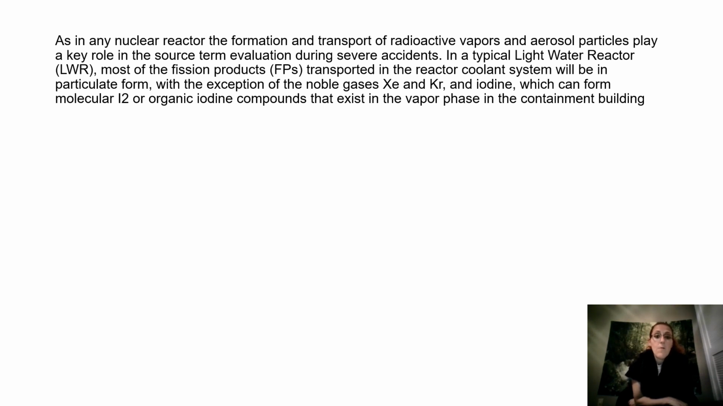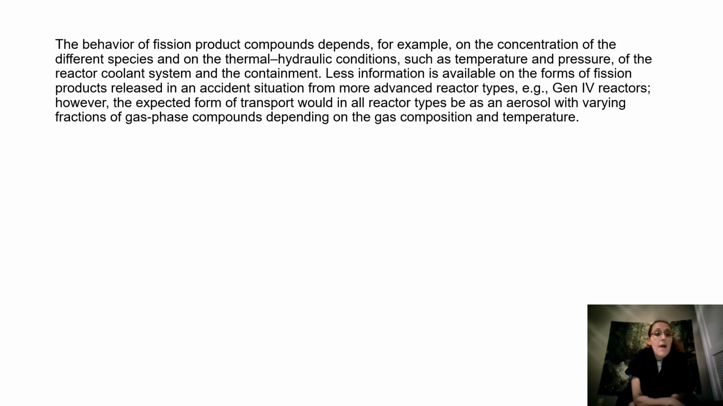In a typical light water reactor, most of the fission products transported in the reactor coolant system will be in particulate form, with the exception of the noble gases xenon and krypton and iodine, which can form molecular I2 or organic iodine compounds that exist in the vapor phase in the containment building. The behavior of fission product compounds depends, for example, on the concentration of the different species and on the thermal hydraulic conditions, such as temperature and pressure, of the reactor coolant system and the containment.